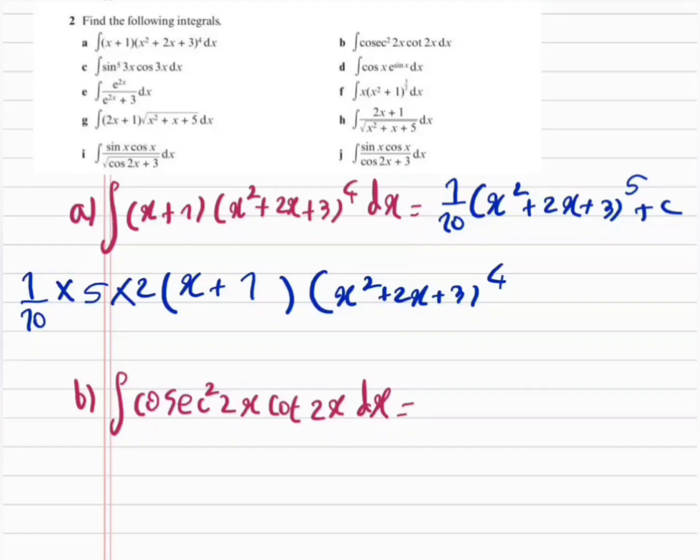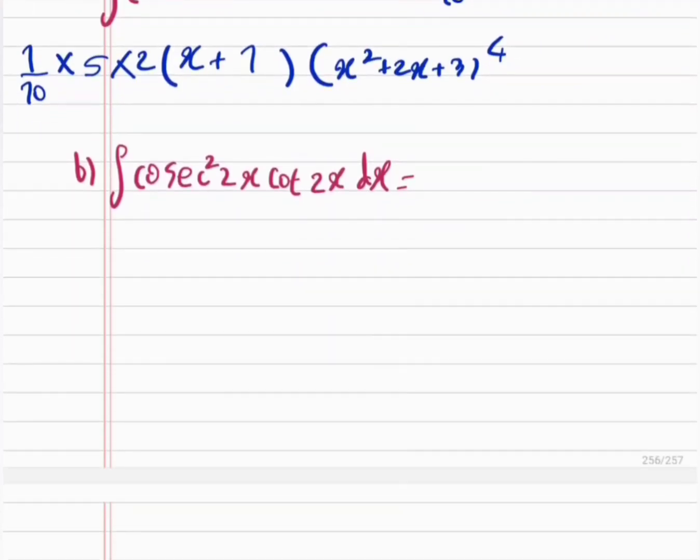Okay, now for part B, we have cosec squared 2x times cot 2x. Now, in this case, we just need to remember the relationship between cot x and cosec x, because in general, whenever we have cot x, then cot x differentiates to minus cosec squared x. And that's very important in this question, because we can then make the educated guess that when we integrate, we'll get cot squared 2x.